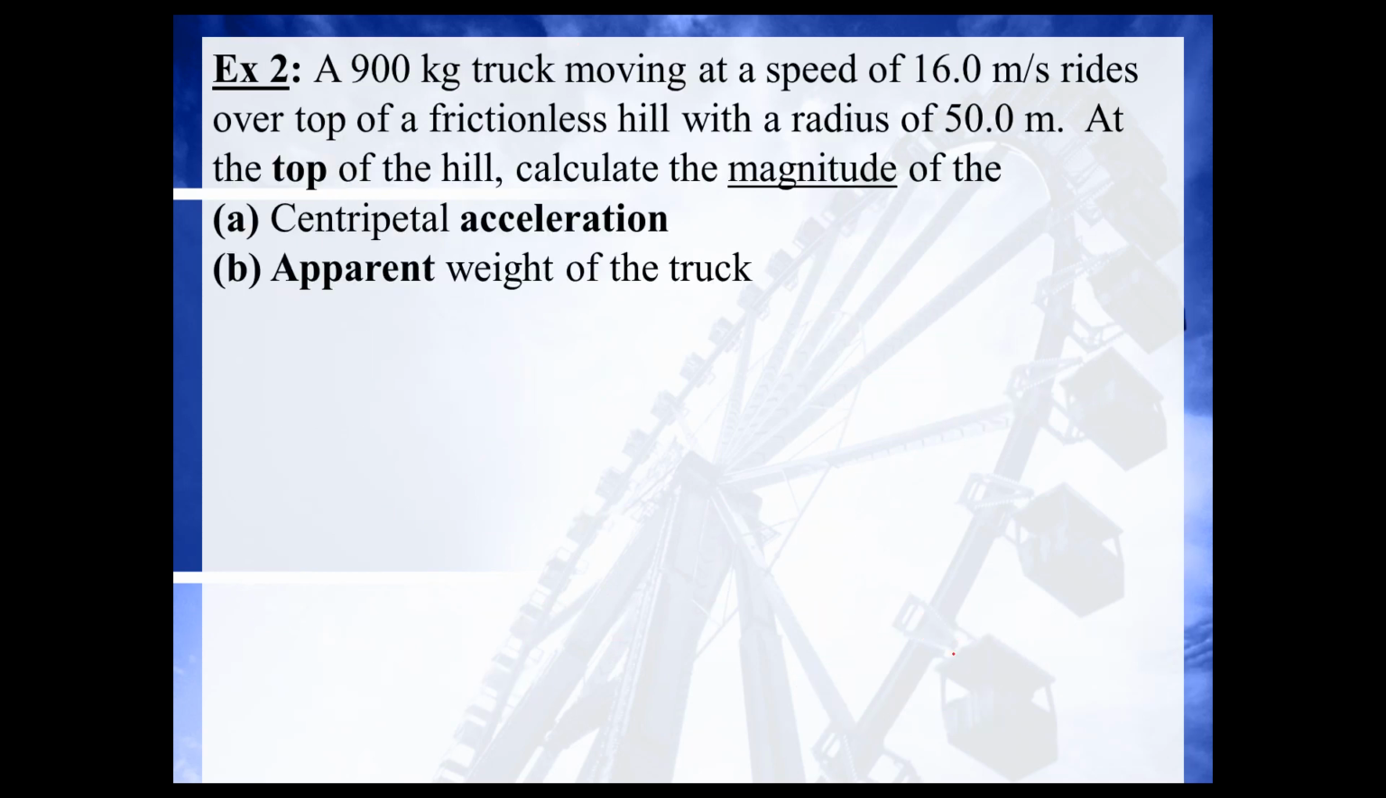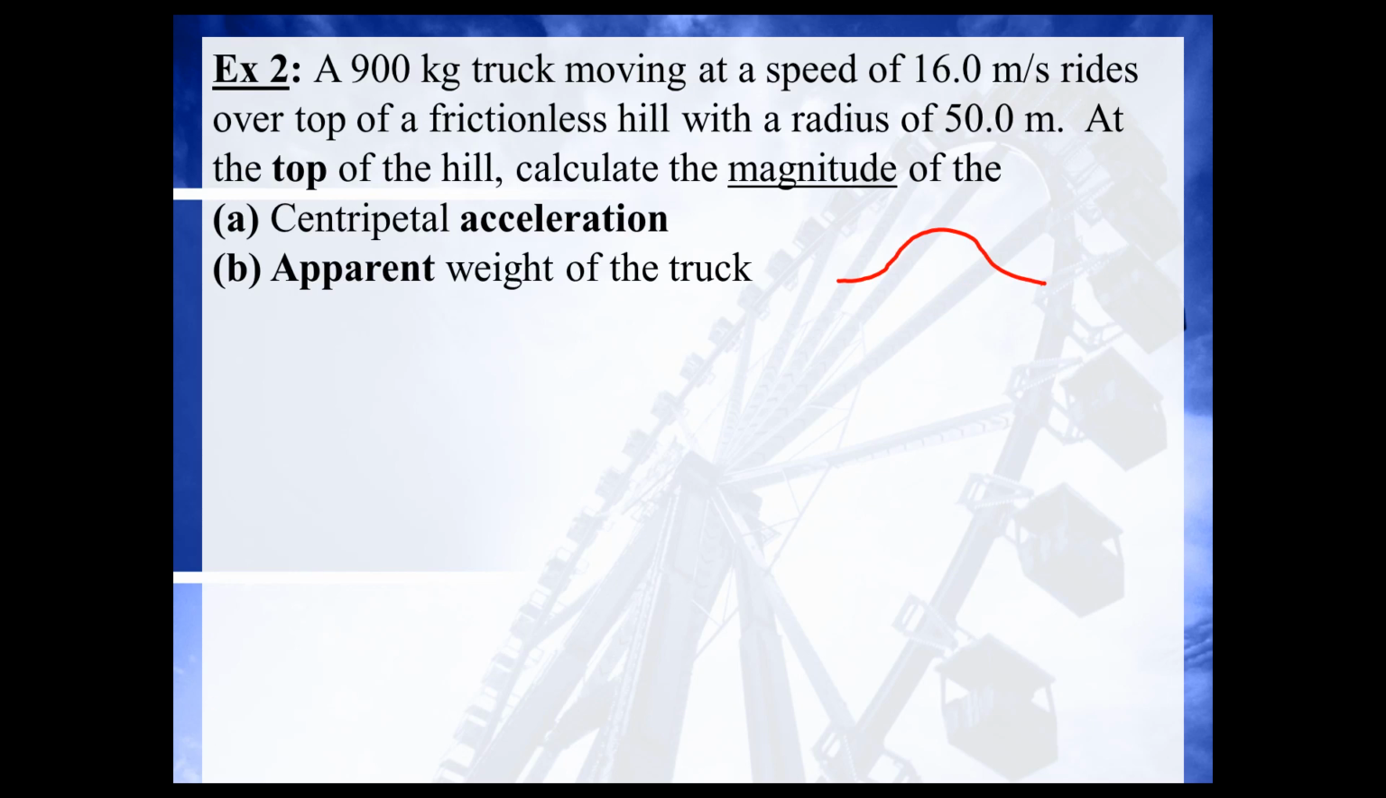Next one. We have a 900 kilogram truck that moves at a speed of 16.0 meters per second, riding over top of a frictionless hill. I'm just going to sketch this. So let's draw our hill. At the top of the hill, we're given the radius. We want to calculate the centripetal acceleration magnitude and also the apparent weight of the truck.